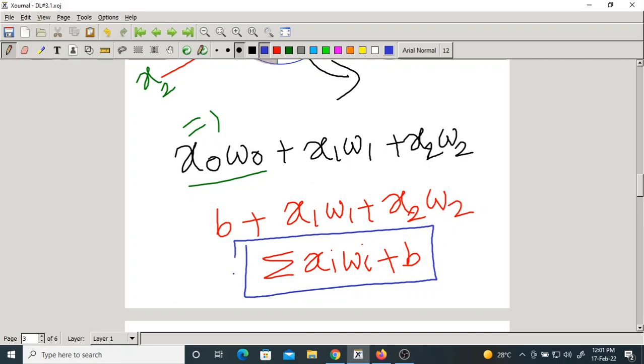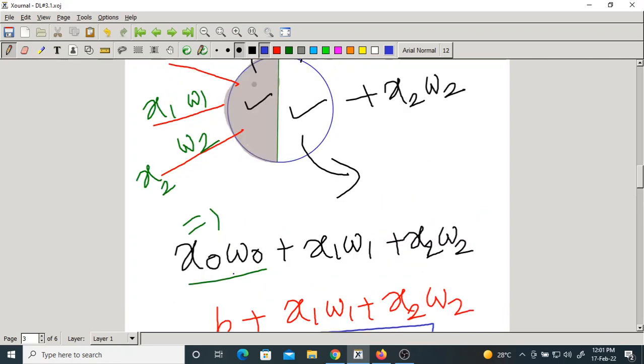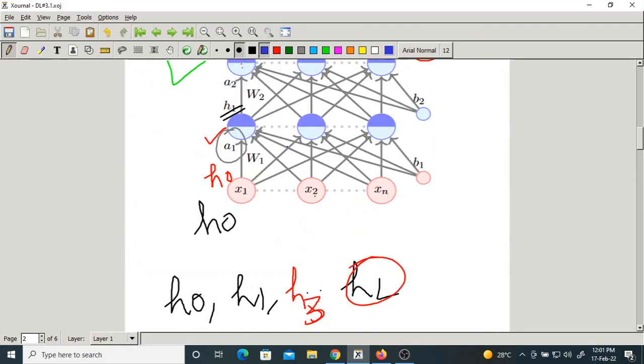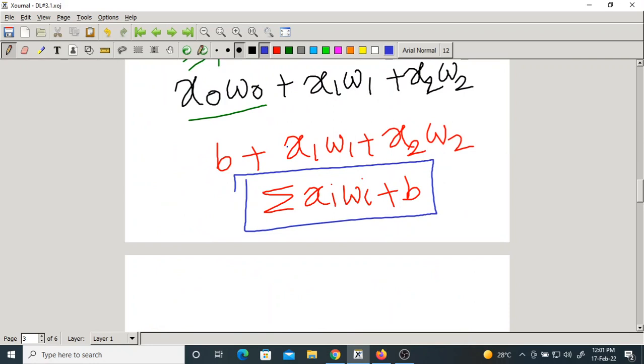Is it okay? Now remember this. Now here, based on the summation we have taken the decision. If it is greater than 0, we have taken 1. If it is less than 0, we have taken 0. Something like that. Okay. Now here, this is A, activation.